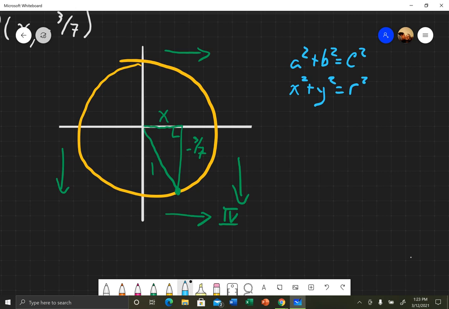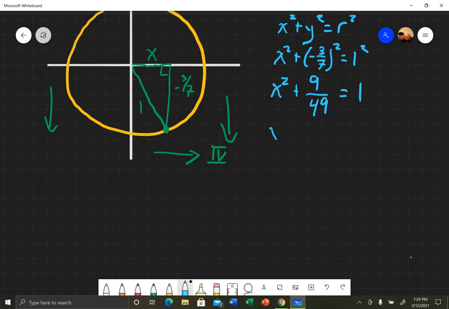And so now that I put it in this form, I can substitute some values in. I've got x squared plus (-3/7) squared equals r squared, and r is my radius here. It goes from the center of the origin out here to the unit circle, and we know that that's going to be 1. And so then if I start to evaluate this so that I can start to get x by itself, what do we get? We get x squared plus, well, (-3) squared, that's going to be 9. 7 squared is 49. This is going to equal 1.